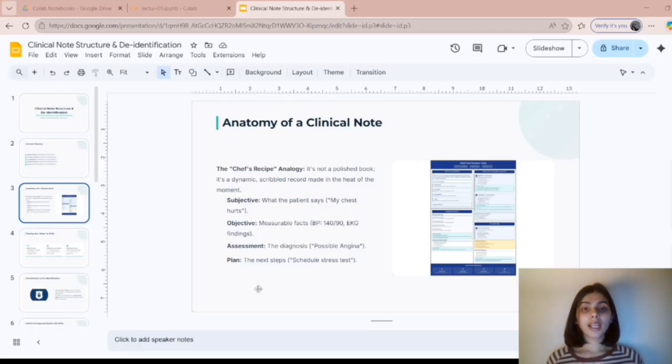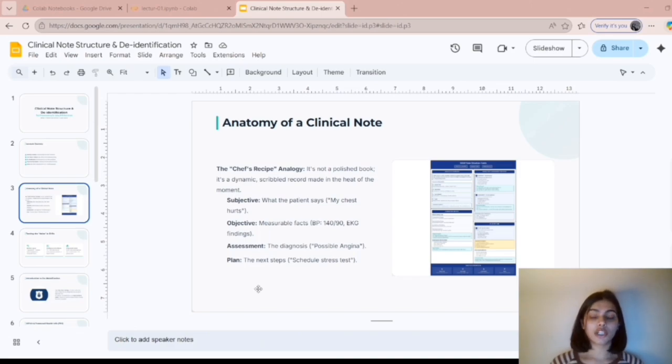We all know that. Here we have this framework called the SOAP framework. That's how you're going to memorize it for the exam as well. Your subjective, your objective, your assessment, and the plan. For your subjective, what the patient comes with, what the patient says to you. For example, the patient is saying that my chest hurts, okay? So that is the subjective, that is the observation or the feelings of that specific patient. And then you have objective, your measurable facts that you're going to take, like your blood pressure, your EKG findings, and all that.